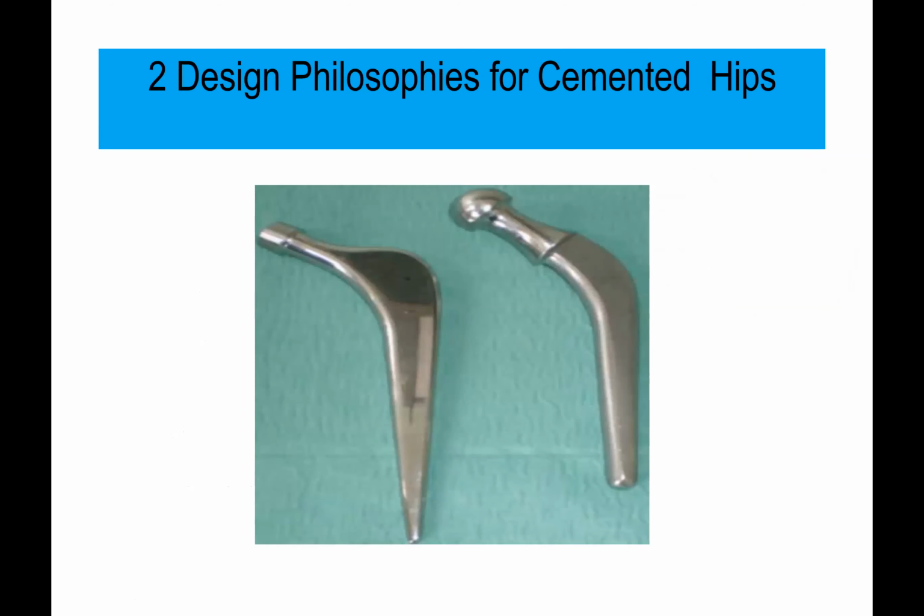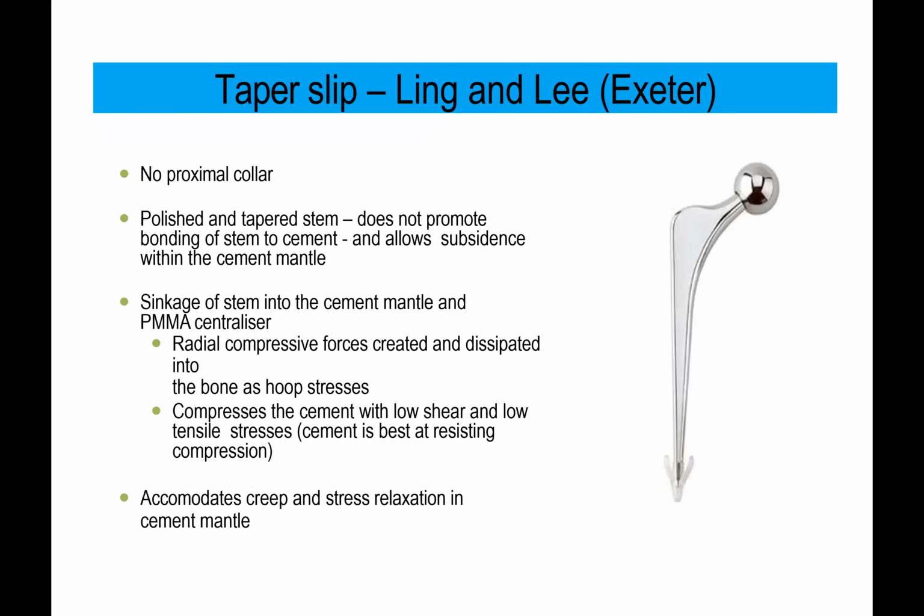Two design philosophies for the cemented hips. You have to know in and out about these two implants. Everything they keep asking in detail about these two implants. One is a taper slip, designed by Ling and Lee, the Exeter stem. It does not have a collar. It's polished, and a tapered stem does not promote bonding of stem to cement, and allows subsidence. It allows subsidence up to 0.9 to 1.4 millimeter in 12 months, and it gets stabilized within a year. It also retroverts 0.4 to 0.5. The examiners expect you to know the amount of subsidence also.